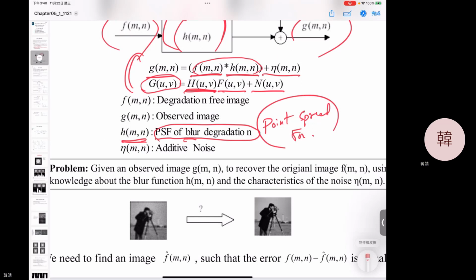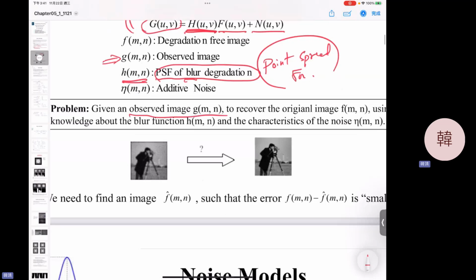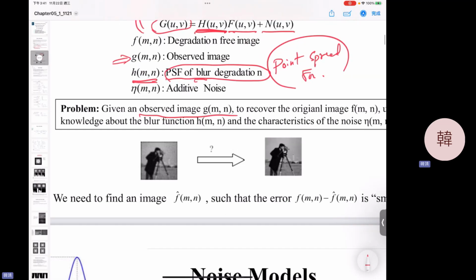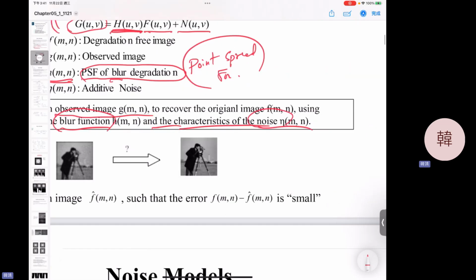Okay, so at your hand, you have this observed image g(m,n) here. So how can you do it? The problem is, given an observed image g(m,n), you have to recover the original image f(m,n) using your knowledge about the blur function. So you have to make a guess. Based on your experience, you know what kind of blur function occurred in this image, and use some characteristics of the noise eta. You also have to find out what kind of noise model is in this image.